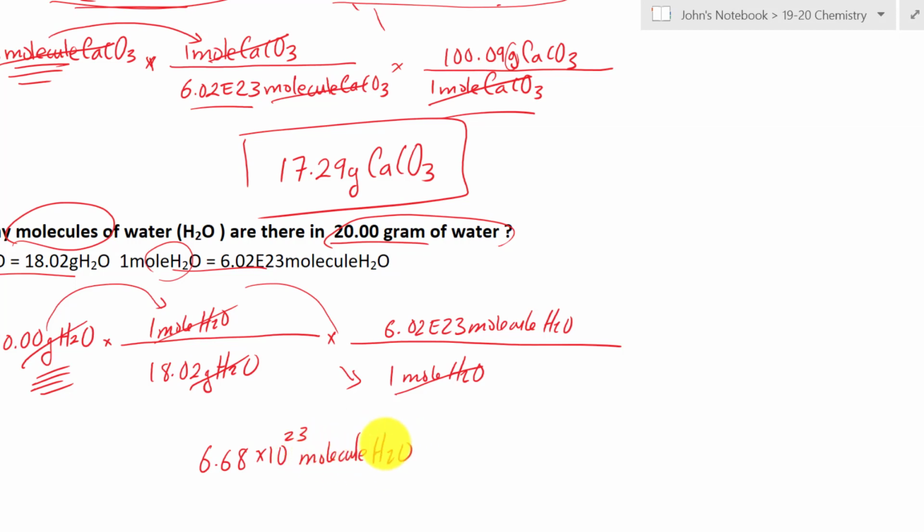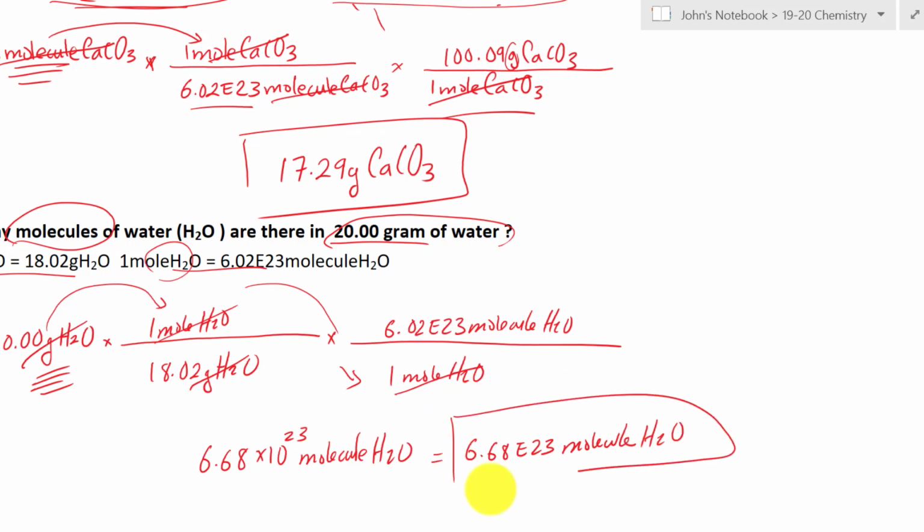But what we are going to do is we are going to type it as 6.68 E23 molecules. That way we don't have to worry about typing a lot of numbers. We just use the letter E. So practice using the decimal calculator, and then you can use a calculator on your test or quiz.